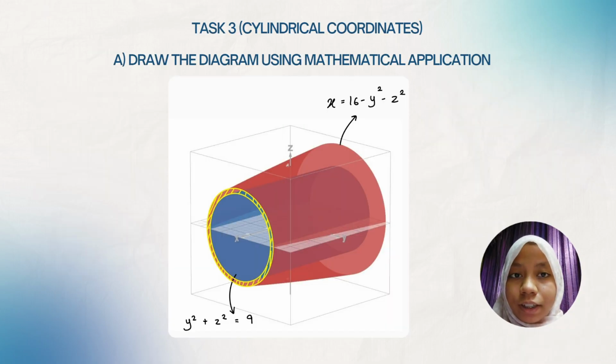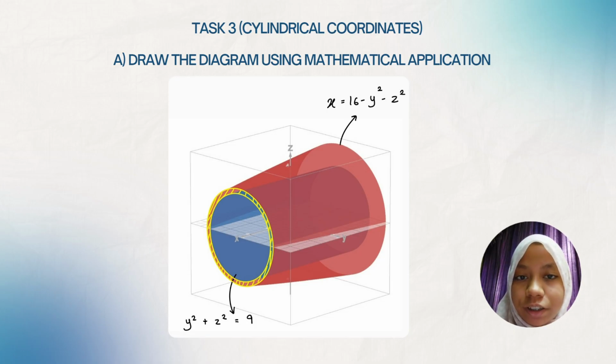Next, we are going to discuss task 3, cylindrical coordinates. For question A, draw the diagram using a mathematical application. For part A, I drew the 3D diagram using Desmos because it helped me to visualize the shape and understand the region more clearly. The solid is bounded by the cylinder y squared plus z squared equal to 9, and the paraboloid x equal to 16 minus y squared minus z squared.